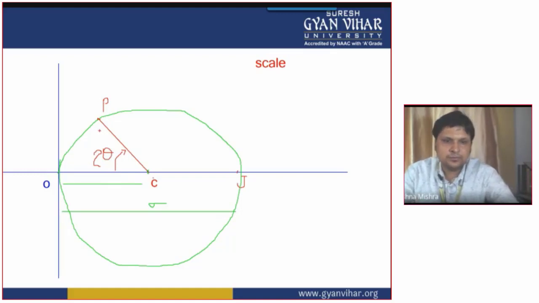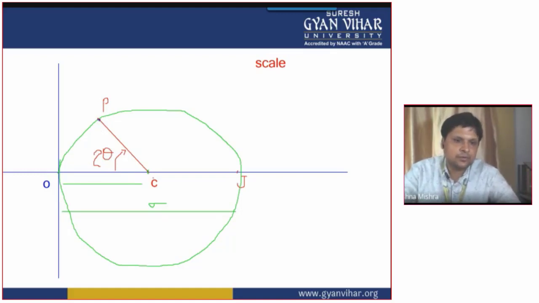Now we will draw a perpendicular from this point P. Let's say the foot of this perpendicular is Q. The length of this PQ will give you the value of tau, and this OQ will give you the value of sigma theta and tau theta, sigma n or tau n, whatever you feel like you can say.